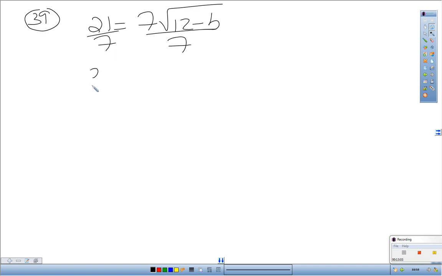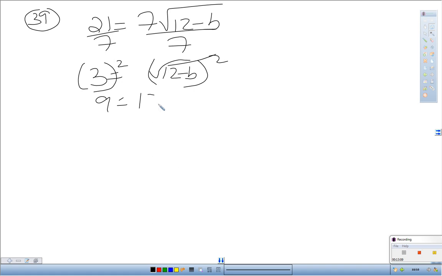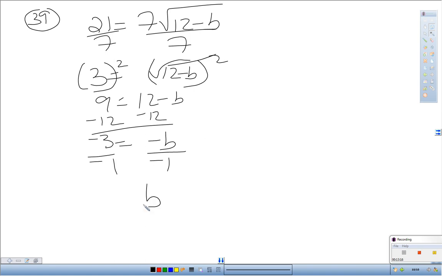All right. For 39, I have 21 equals 7 times the square root of 12 minus b. Before I can square both sides, I've got to get rid of that 7, so I divide by 7, and that gives me 3. Now I can square both sides. 3 squared is 9, and the square root cancels out. To solve this for b, I subtract 12 and get negative 3, and then divide by negative 1, so that gives me my answer of positive 3 for number 39.